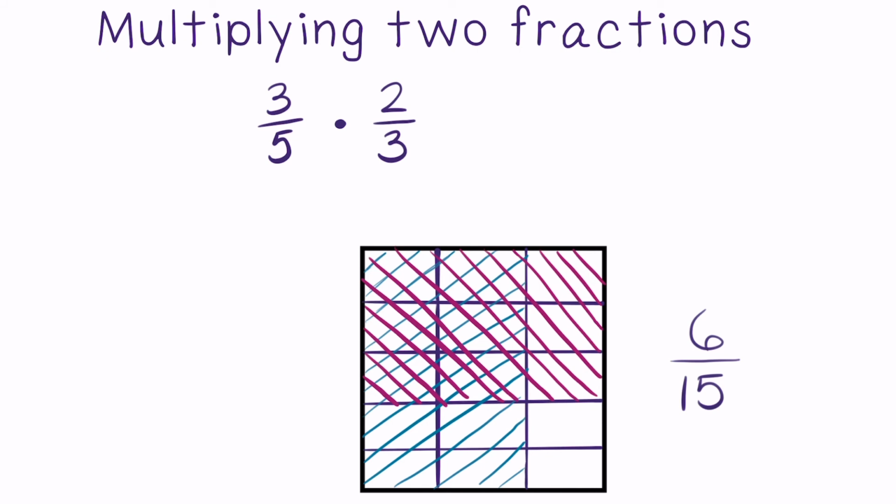But we can also solve this problem using the strategy of multiplying the denominators by each other and multiplying the numerators by each other. For example, using this problem, the denominators are 5 and 3. 5 times 3 equals 15. And the numerators are 3 and 2. And 3 times 2 equals 6. So 3/5 times 2/3 equals 6/15, just as we showed below.